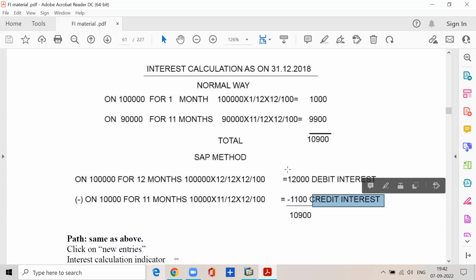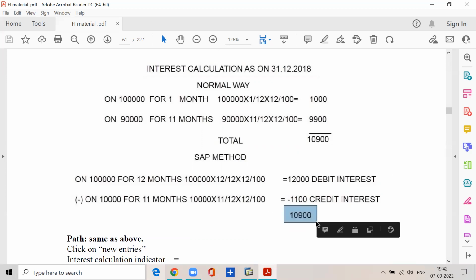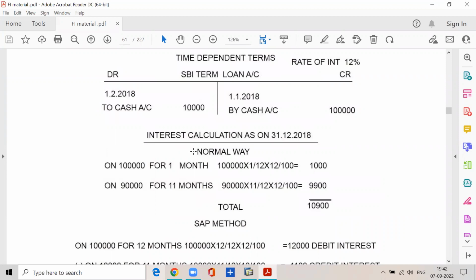So on one hand, you have to pay 12,000 total. On the other hand, you have to receive 1,100, right? So 12,000 minus 1,100, 10,900. This is the interest to be paid to the bank. So the amount of interest to be paid is the same, but the way of calculation is different. Means SAP calculates the interest separately on debit items and credit items, and the net amount is posted.